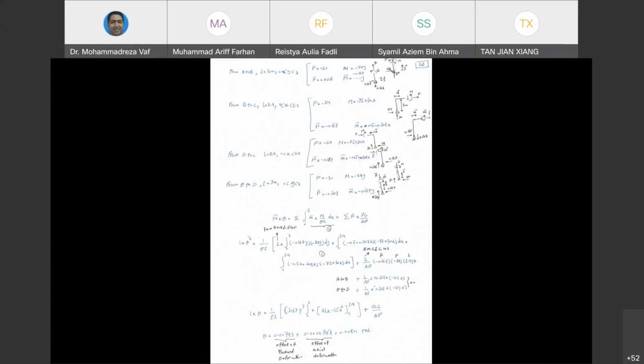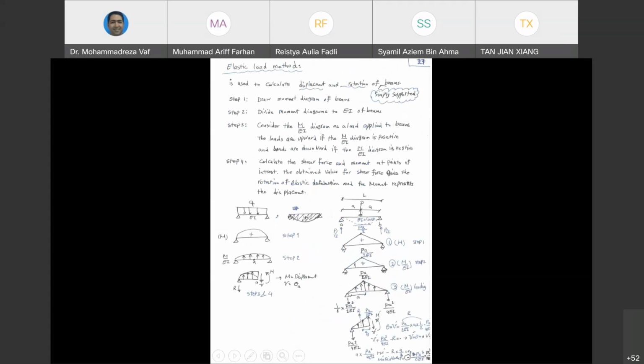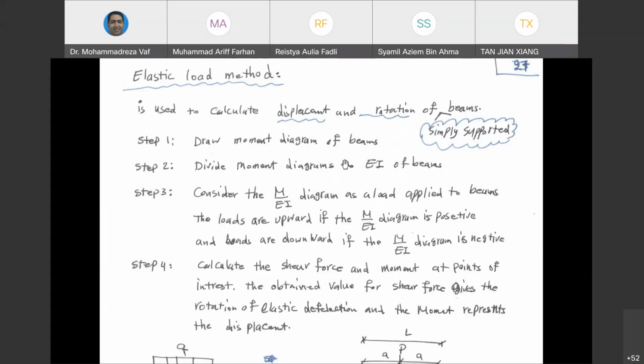You may need to do it and then decide whether P is important or not. But as I said, in the truss, the M is not important, and we only focus on P and P bar. Okay, until now, what we learned was regarding the calculation of deflection using virtual work method.